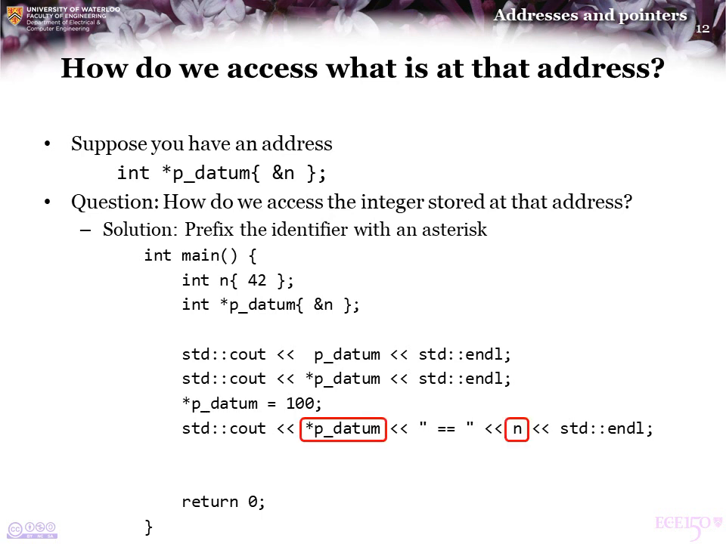So now, if we were to print star p_datum, or whatever is at that address, that's going to be the same as printing the local variable n. All right, so here is the potential output. We have the address stored at p_datum. We have what is at that address. After having assigned to what is at that address the value 100, we see that both star p_datum and n have the same value.